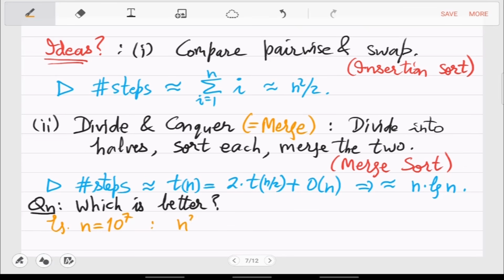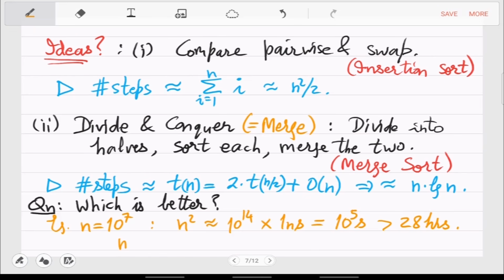So this n square is around 10 raised to 14, right? Which if you multiply by a nanosecond, this is 10 raised to 5 seconds. 10 raised to 5 is more than 28 hours. Okay, so just to sort your data, which is the first thing you might want to do, it will already take more than a day. Right? So this algorithm, the first one, is this bad.